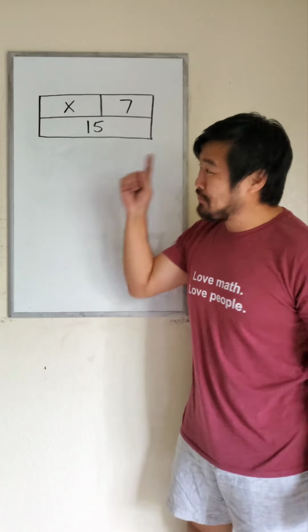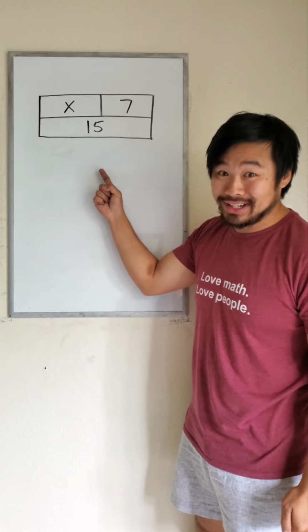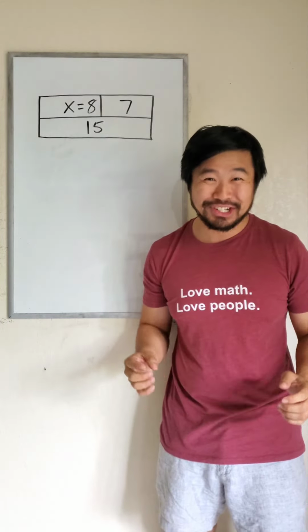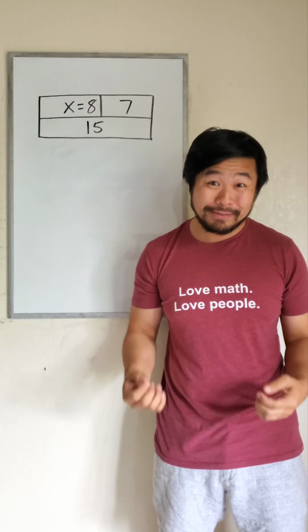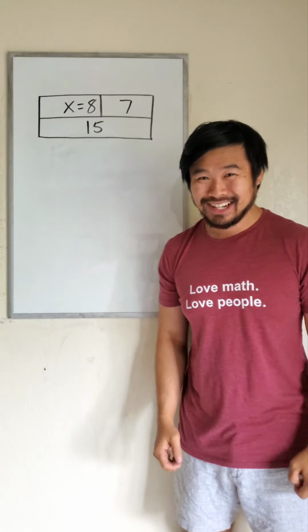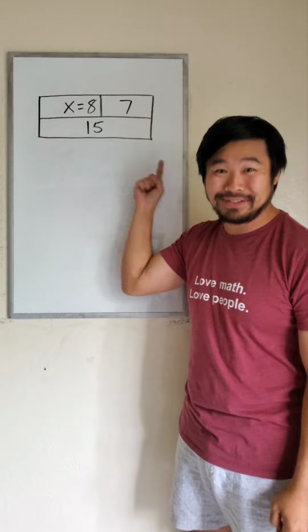I bet that you can't solve for x here. Pause here and think about it. Okay, I just wanted you to do some math. Now, some of you may have said 8, and you would be correct, because 8 plus 7 equals 15.